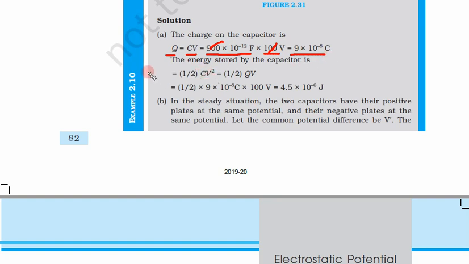So the energy stored U is equal to half CV squared, which is equal to half QV. We have seen different formulae. We know Q is 9 into 10 to the power minus 8 coulomb and the voltage is 100 volt. We get 4.5 into 10 to the power minus 6 joule. So this is the energy stored on a single capacitor.